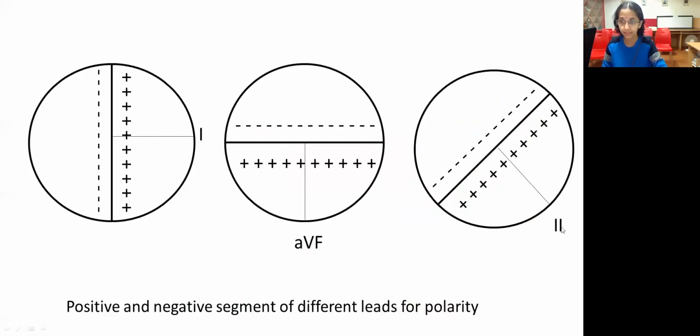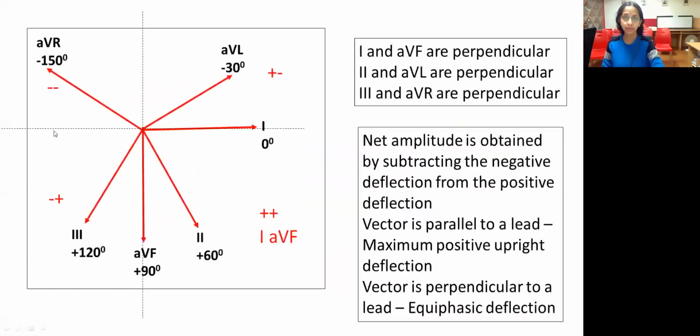Similarly, if you take lead 2, which is located at plus 60 degrees, this part is going to be the positive polarity and this part is going to be the negative pole. So with this understanding, now we can have certain basic concepts: there are leads which are perpendicular to each other, and this understanding is important when you determine the axis. So you have lead 1 and AVF which are exactly at 90 degrees. Similarly, you have lead 2 and AVL, which is at 90 degrees. And then you have lead 3 and AVR, which is at 90 degrees.